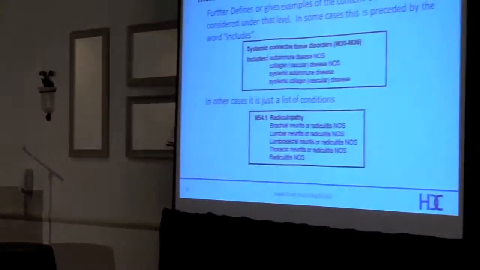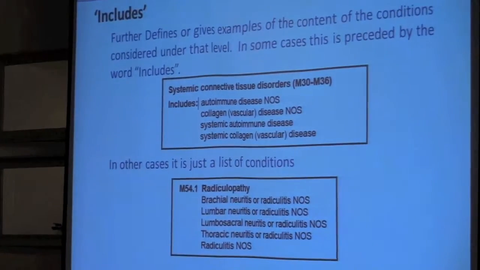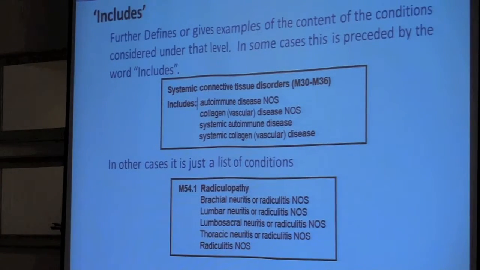And then we have includes and excludes, as we mentioned. Sometimes you'll see this where it says includes. Sometimes you'll see the code where it just has a list of things. They mean exactly the same thing. They're all means, oh, by the way, if you have systemic collagen disease or systemic autoimmune disease or collagen vascular disease, that it's to be coded under this group or category.